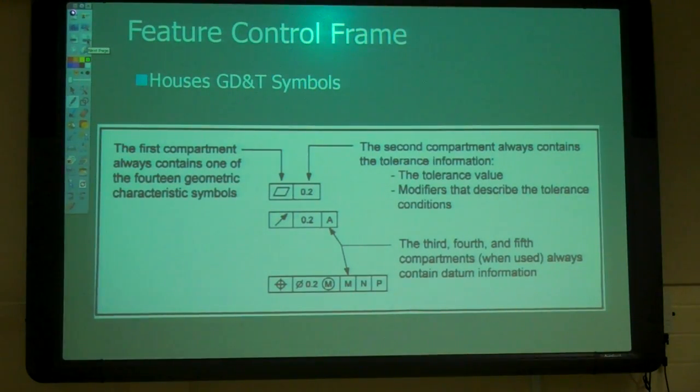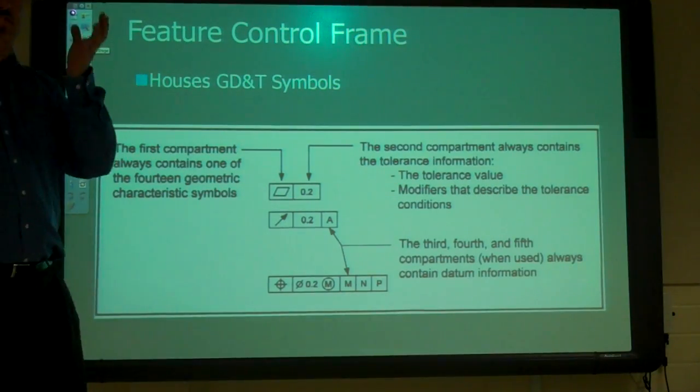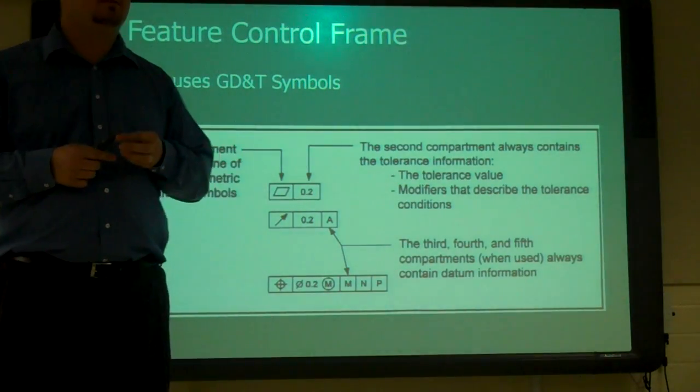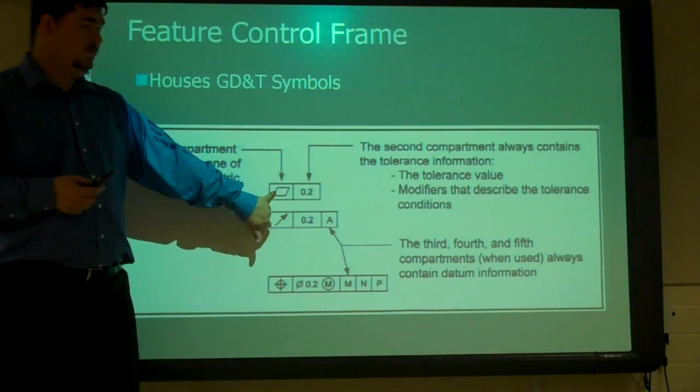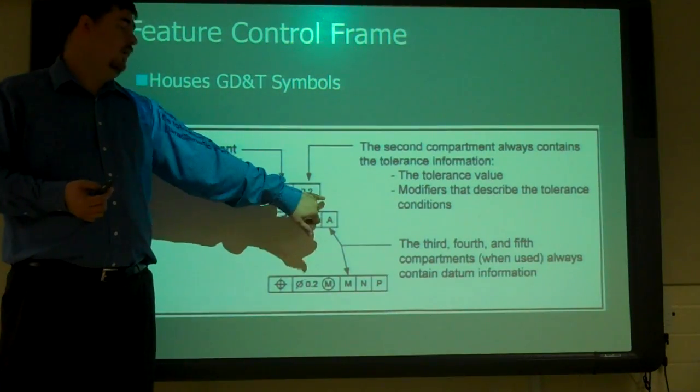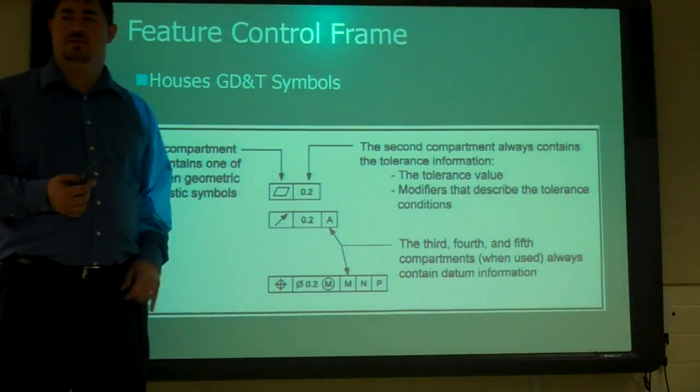So the feature control frame, that we said already, it houses our symbols and our tolerances and our datum references. So you have it in here. First is our symbol, then is our tolerance, then is our datum references.